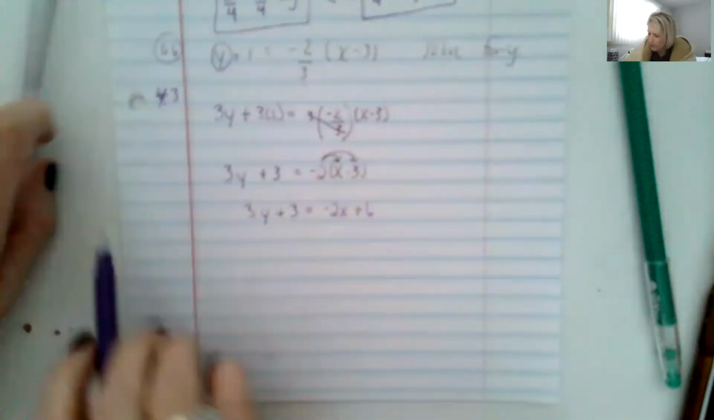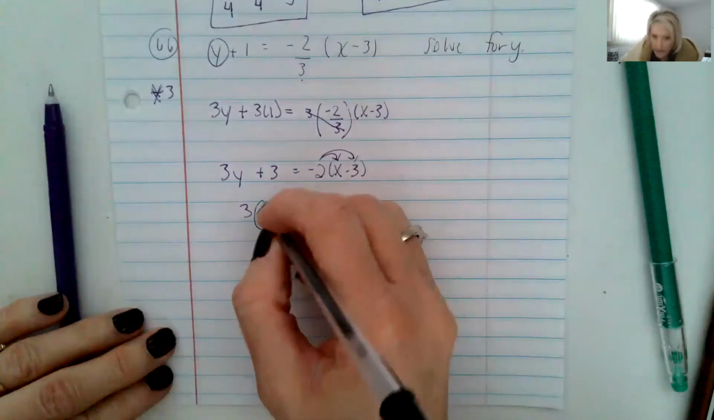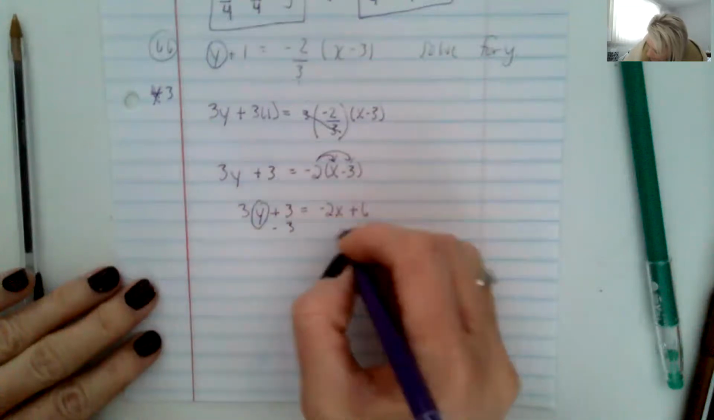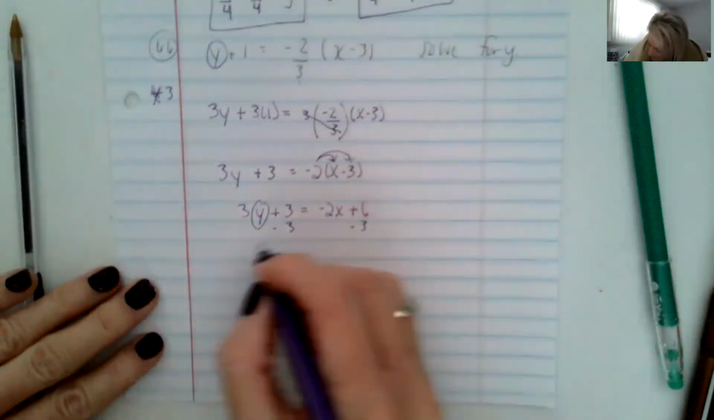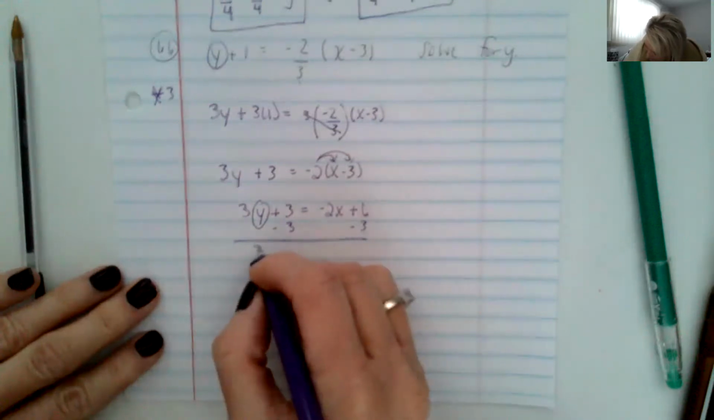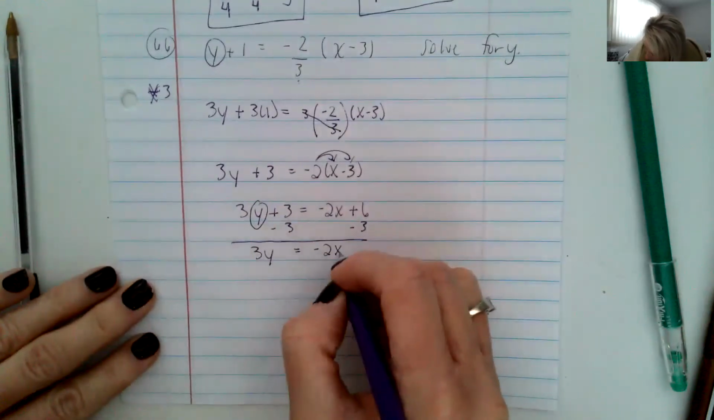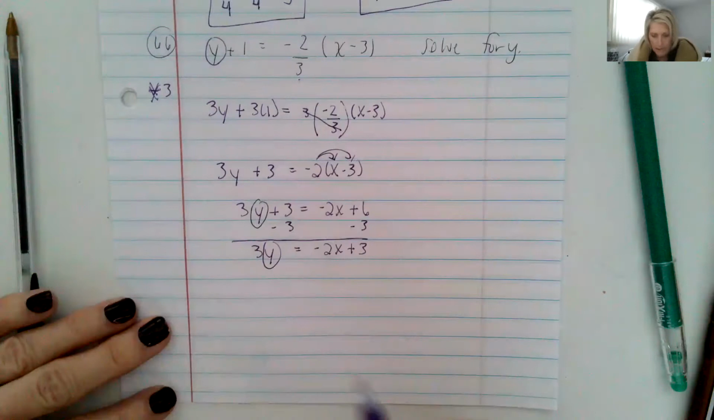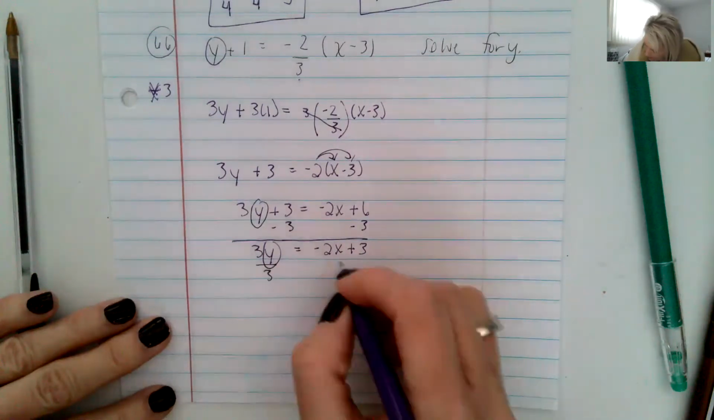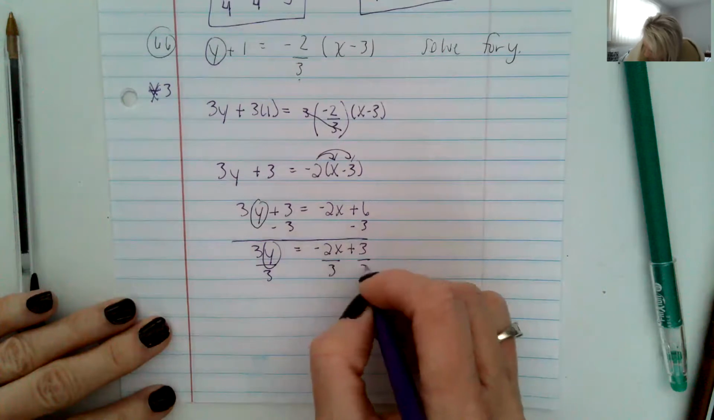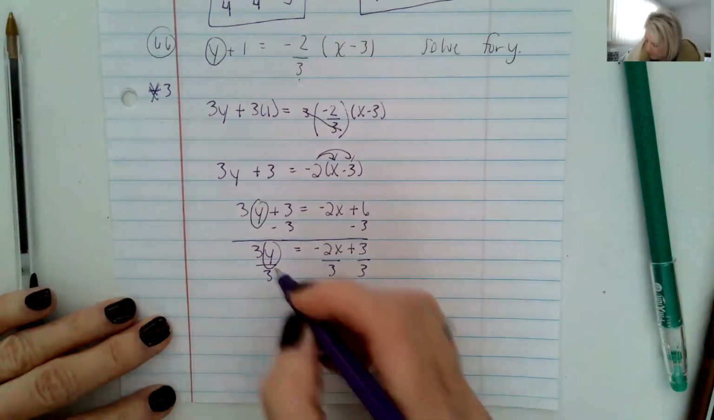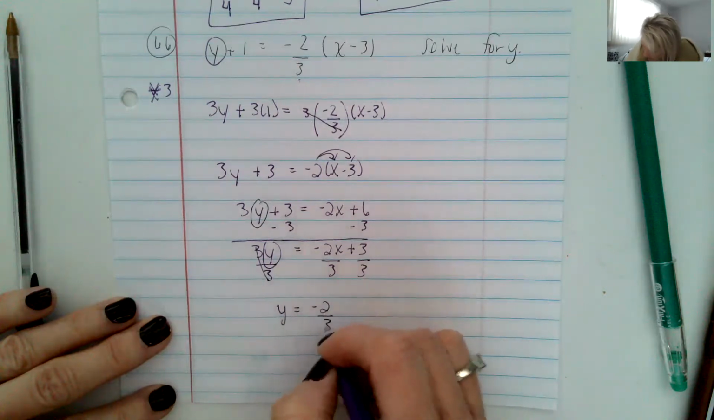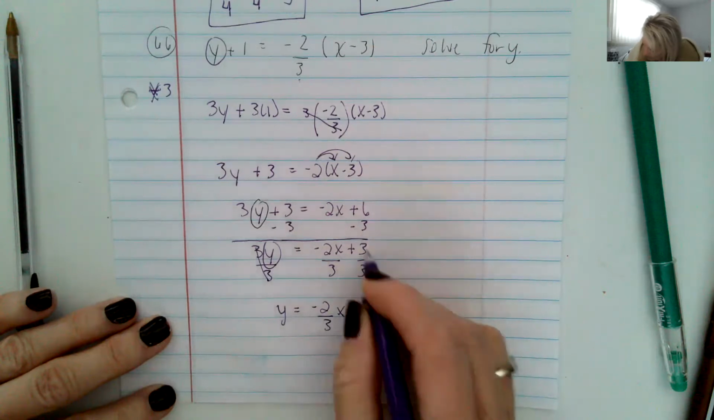And remember, we're trying to solve for y. So we need to get everything to the right. So first we're going to subtract away this 3, and we can do that with the other constant on the right. So we have 3y equals a negative 2x plus 3. Still trying to solve for y. So we're going to divide by 3. Every term gets divided by 3. So y equals a negative 2/3 x plus 3 divided by 3 is 1.